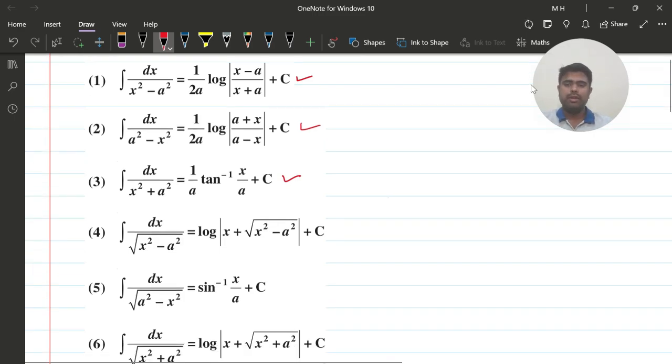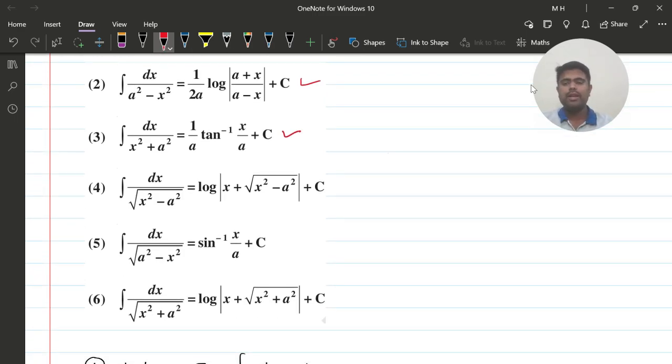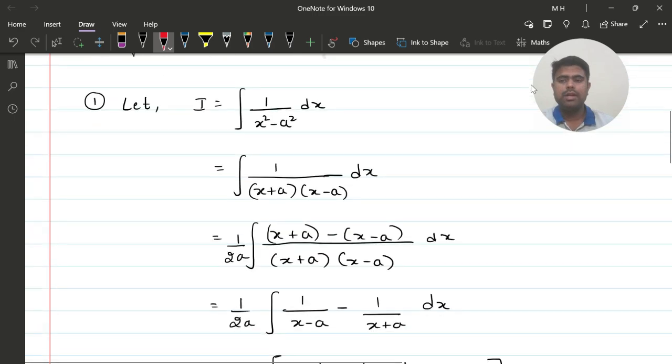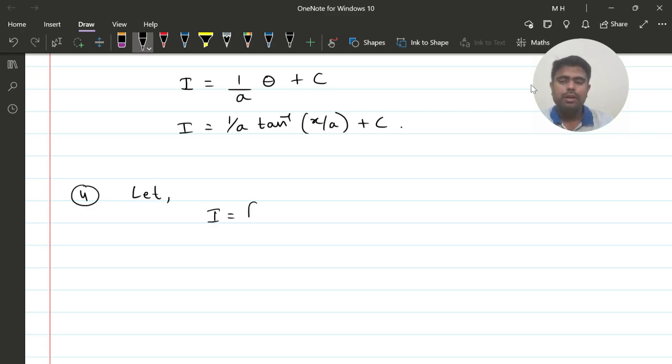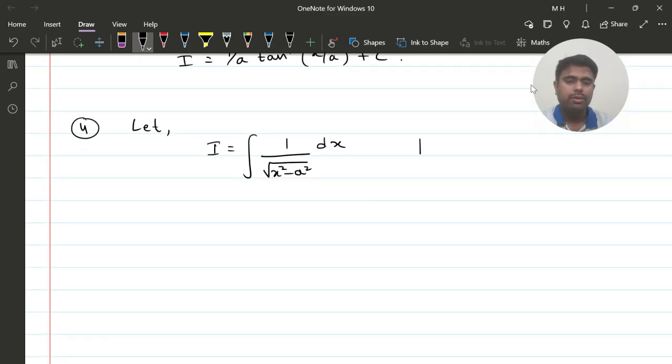Now coming to the next one, that is 1 by x square minus a square. As I said earlier, whenever the form x square minus a square comes, try to substitute x equal to a sec theta. It works. Okay, let's see. I will take up the fourth one. Let I be equal to the integral of 1 by root of x square minus a square dx. Okay, so now what I will do? I will just substitute x equal to a sec theta.